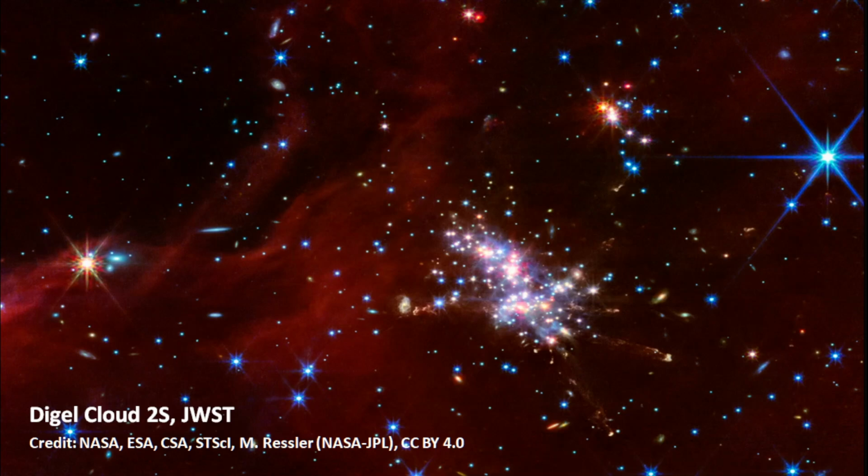This is a beautiful new image of the star-forming region Digel Cloud 2S. It is located at 58,000 light-years from the center of the Milky Way at the edge of the galaxy. NASA's James Webb Space Telescope has observed young newly formed stars and jets of ejected material. Outer regions of galaxies are known to be relatively poor in elements heavier than hydrogen and helium.